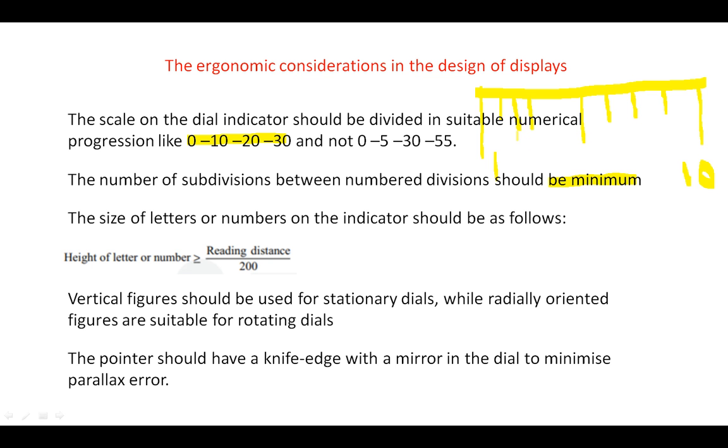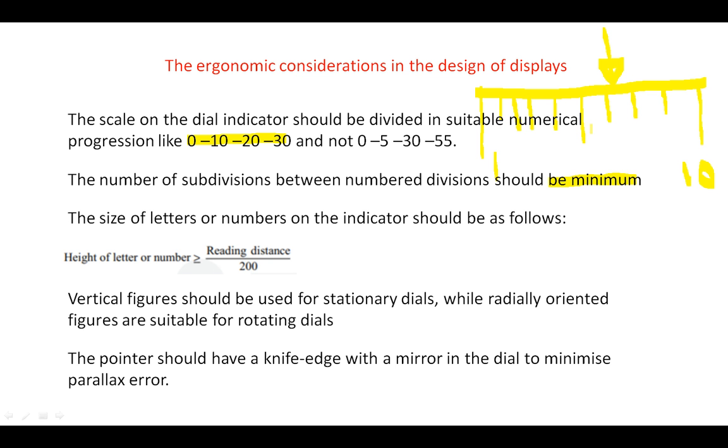Otherwise what will happen, it will take more time to read. Suppose a reading is in between here, suppose here is the pointer, so the user will require more time to read the number of subdivisions. But if there are only 4 or 5 subdivisions, then the user can easily read it.